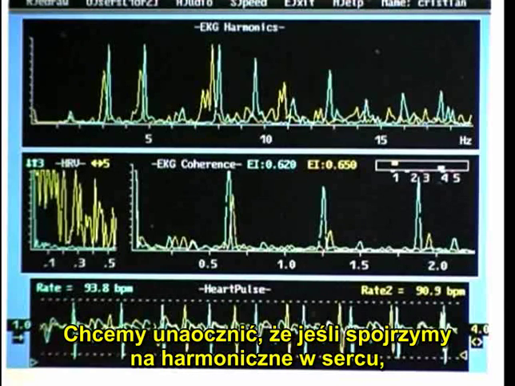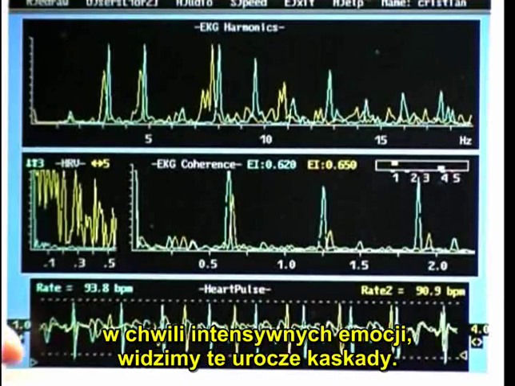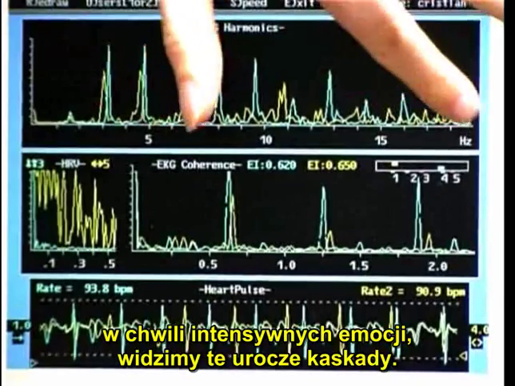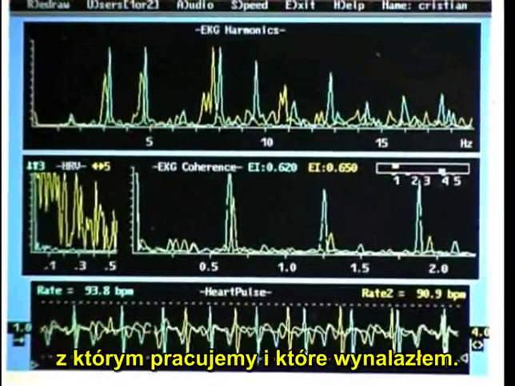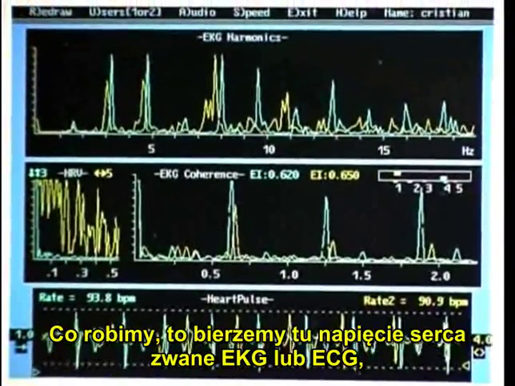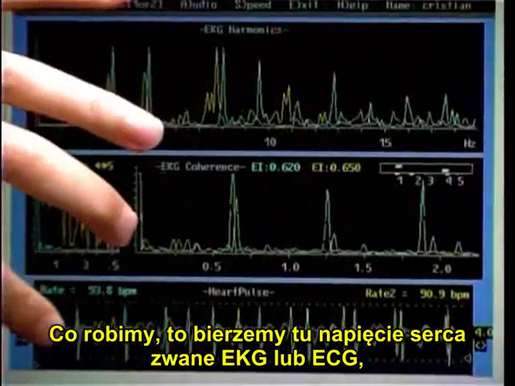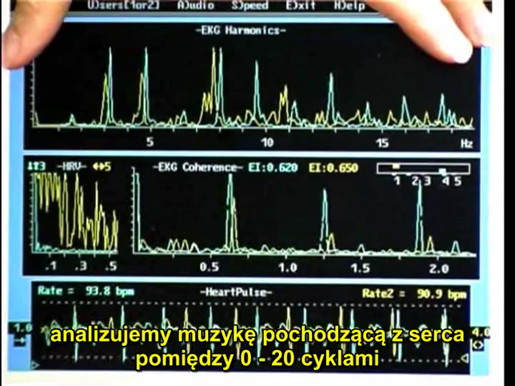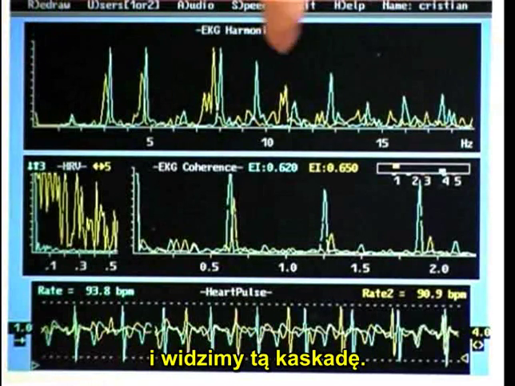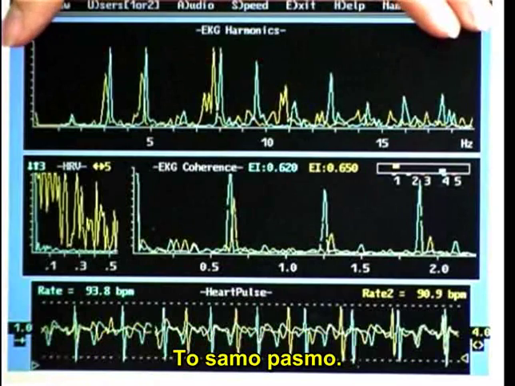We wanted to make the point that if we look at the harmonics in the heart at moments of intense emotion, we do in fact see these lovely cascades. This is a biofeedback device I invented called the HeartLink, and we'll have a new version soon. We take the heart voltage, the EKG or ECG, and analyze the music coming from the heart between 0 and 20 cycles, and we see this cascade, very similar to what we saw in brain waves, alpha, theta, and delta, the same bandwidth.